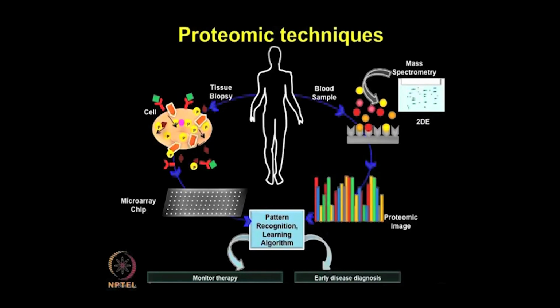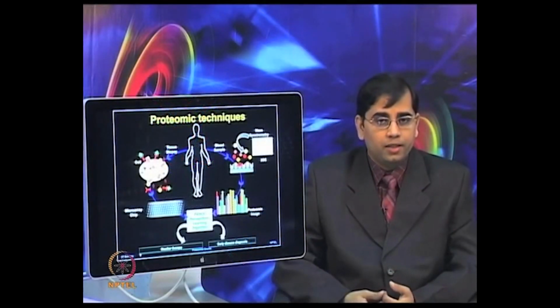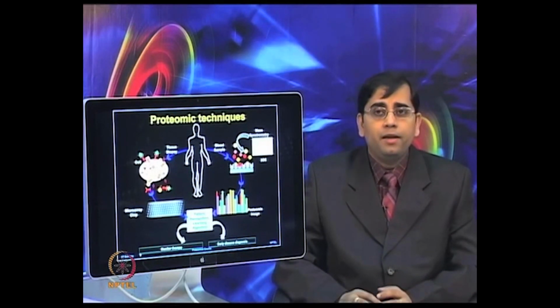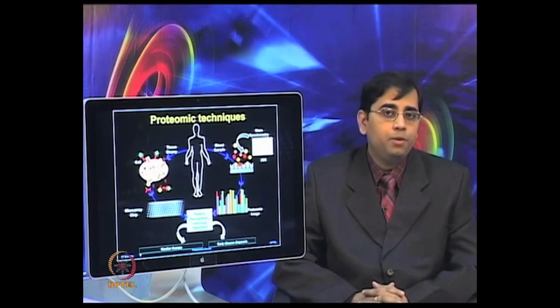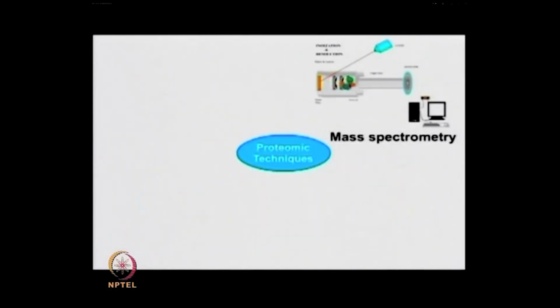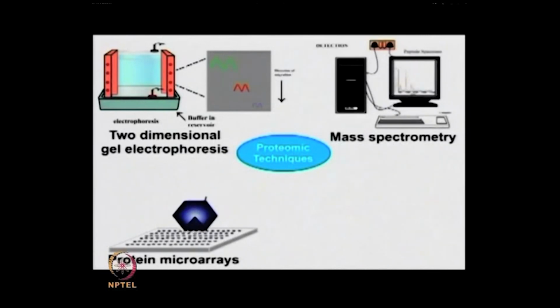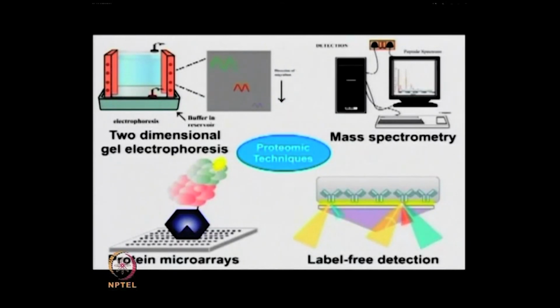Eventually, these types of results will enhance knowledge for monitoring the therapy response as well as identification of early disease diagnosis. This is just one example. Similarly, multiple types of proteomic technologies can be used for different applications. There are several proteomic techniques which are employed for studying these proteins, such as two-dimensional gel electrophoresis, mass spectrometry, protein microarrays, as well as some label-free detection techniques such as surface plasmon resonance SPR.